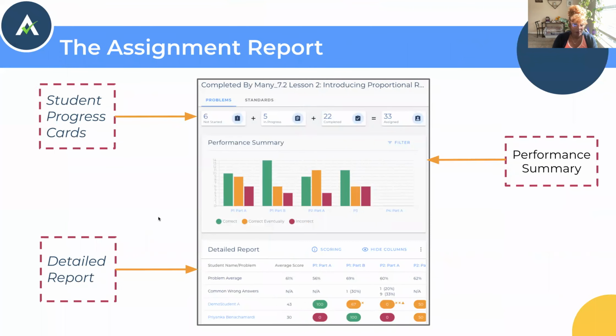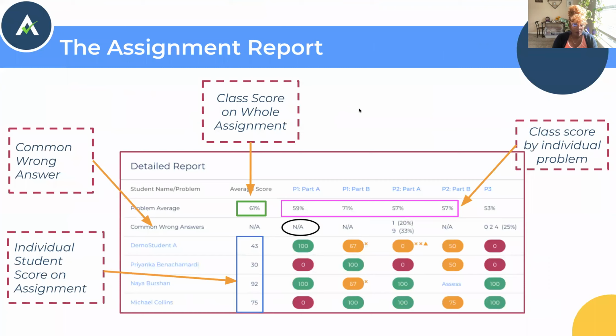Like I said, we have that detailed report. In the detailed report, you have the class average score on the whole assignment, and those average scores by individual problem. You've got common wrong answers, to see, if three or more students put the same incorrect answer, what it is and the percentage of incorrect students that put it. You've also got the individual student scores on the assignment.